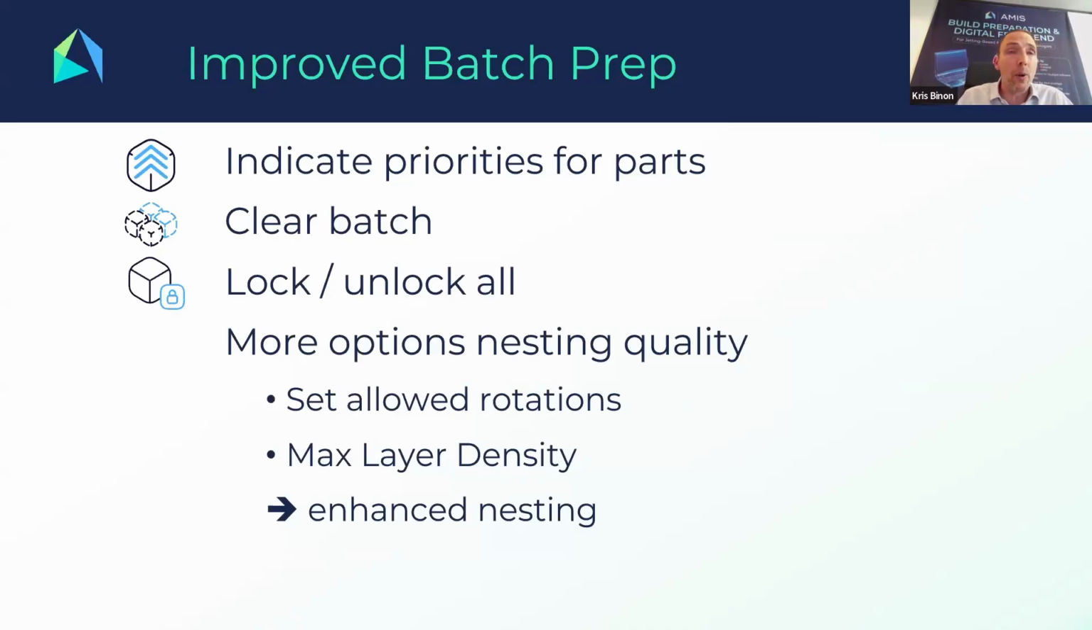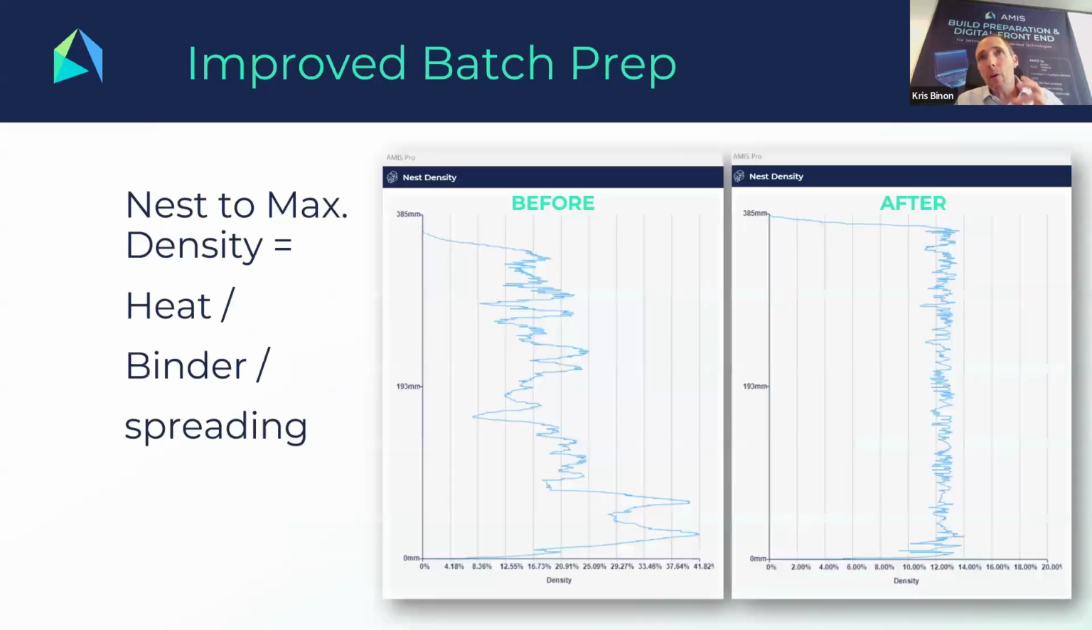And as said, we got a lot more options now in the nesting quality, in basically allowing your nesting. And that, for a big part, has to do with your maximum density, your layer density, which you can now really control. So your heat or binder spreading, or whatever your case is, can really be closely monitored and changed according to your needs.